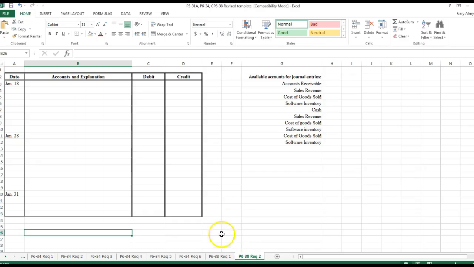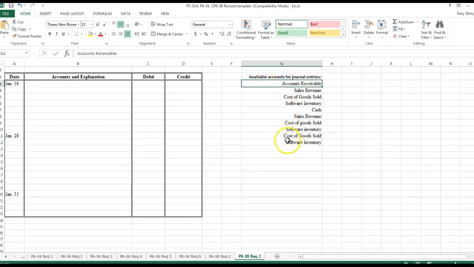So on the 18th and on the 28th, you'll notice that I have a lot of spaces there. That's because you're going to be putting in 2 transactions for each of those days. One for the sale, whether they sold it and received cash for it, or whether they sold it on account. Now, you're going to just use these available accounts over here, and they pretty much go in order, so you should be able to figure it out.